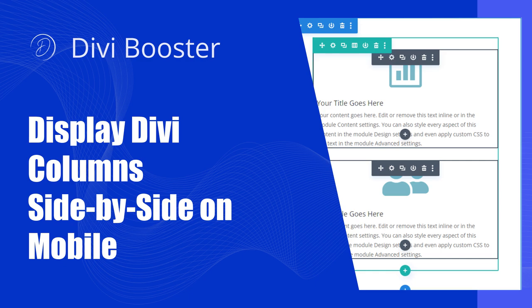If you'd prefer to keep those columns side by side on mobile, I'll show you how to achieve that using some simple custom CSS. By setting the row's display property to flex, you can ensure your columns remain aligned horizontally instead of stacking. Before we dive into the step-by-step process, let's take a quick look at how your layout appears before and after this adjustment.